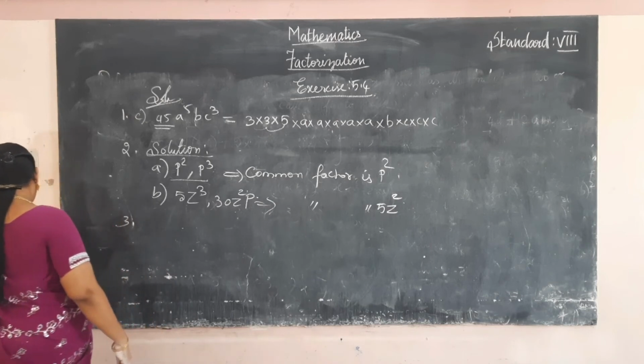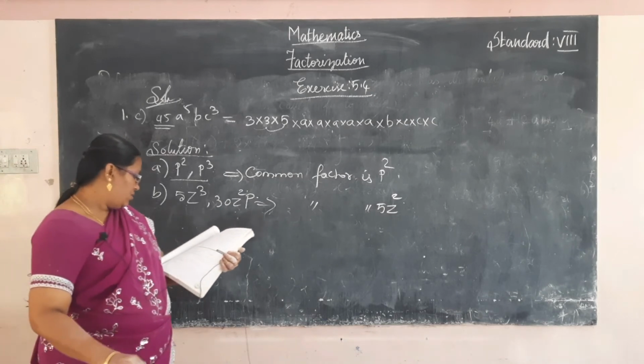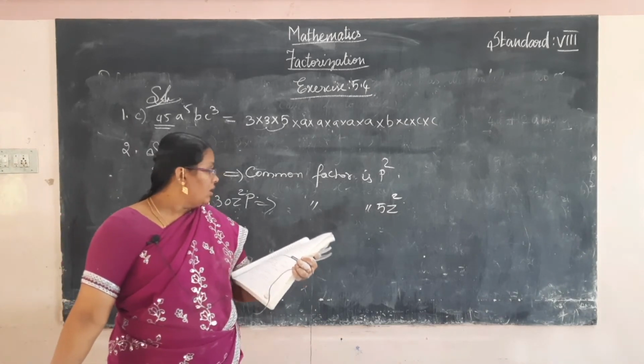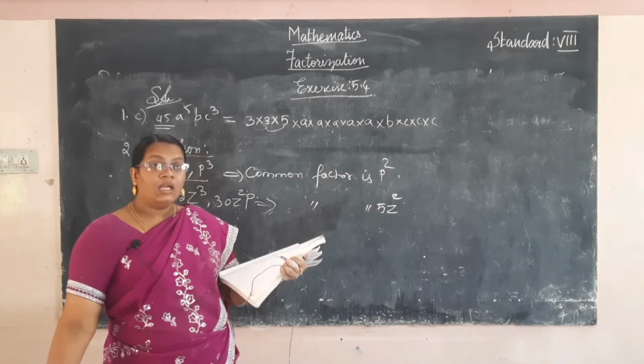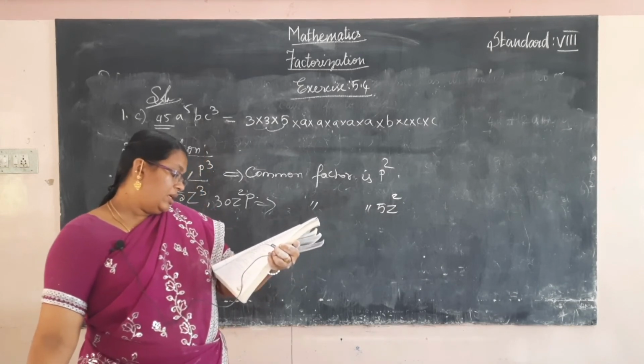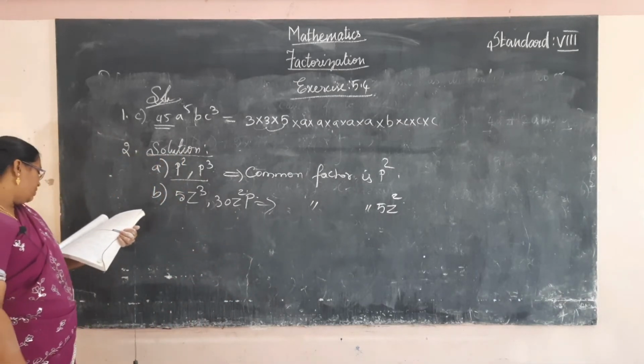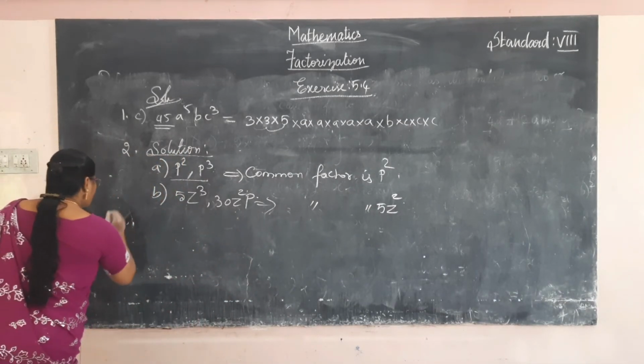And third, find the common factor of the following algebraic expression. So that's also something you know, is it? The same method: you have to take the common factor from the given algebraic expression. And then fourth one, factorize, A and B are the homework. Now move to the C problem.